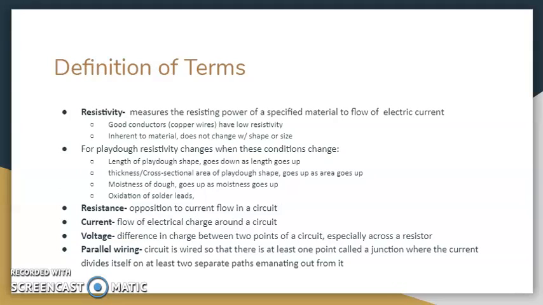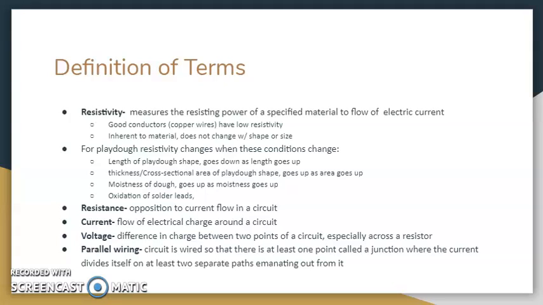So, definition of terms: resistivity is an inherent constant to each material and measures its resisting power to electric current. Four changes during our lab would affect the resistivity calculation and throw off our answers. If our area increased or moistness increased during the lab, the calculated resistivity would go up, and it would go down if the length of the resistor went up during the lab. It would also be affected if the solder leads oxidized during the lab. So we took measures to counteract this.